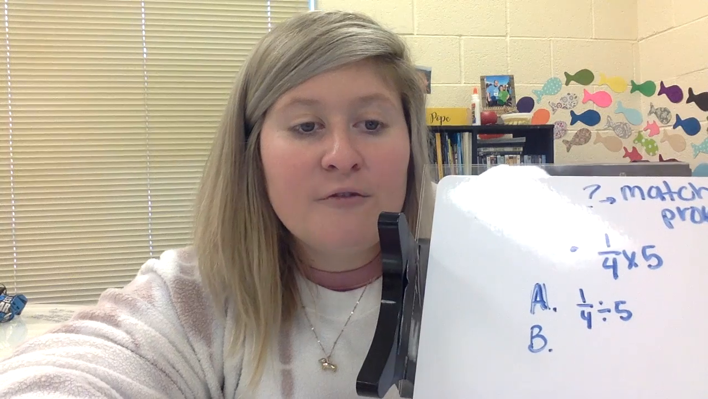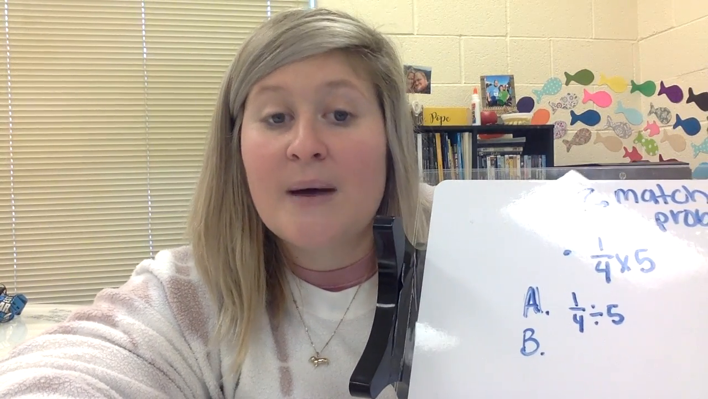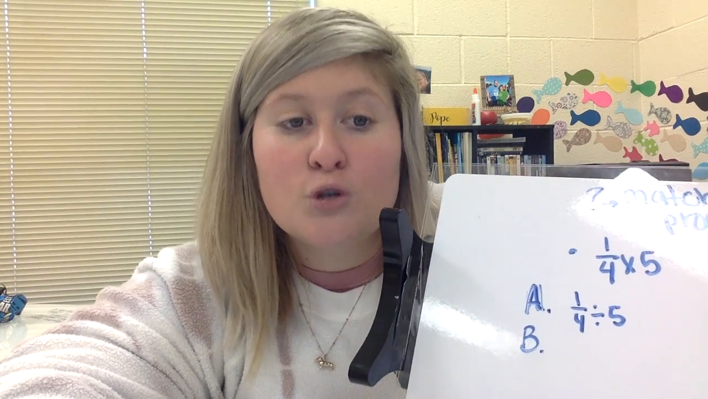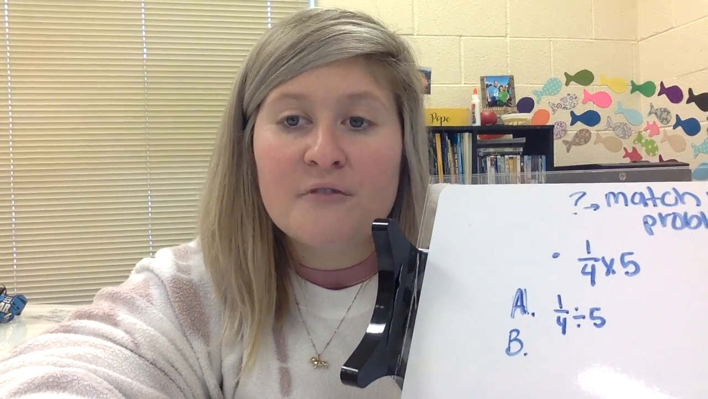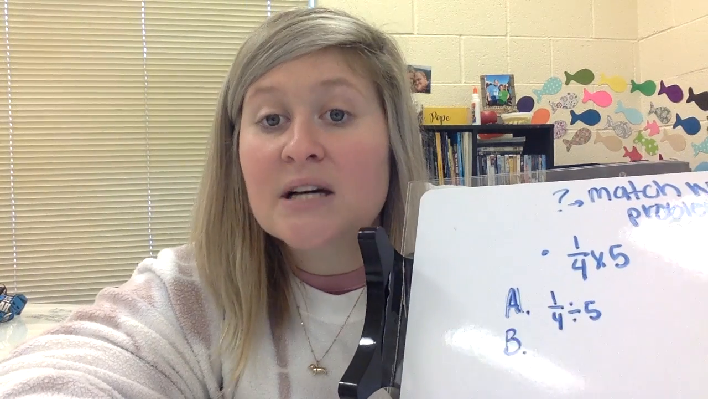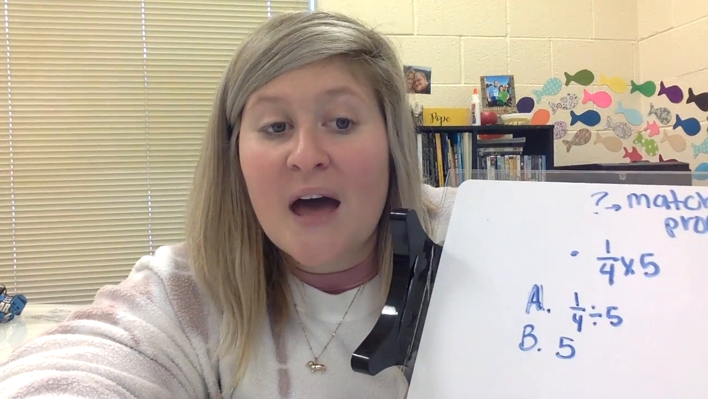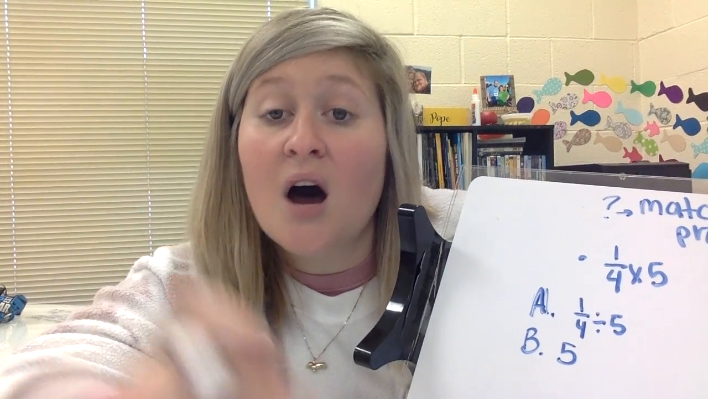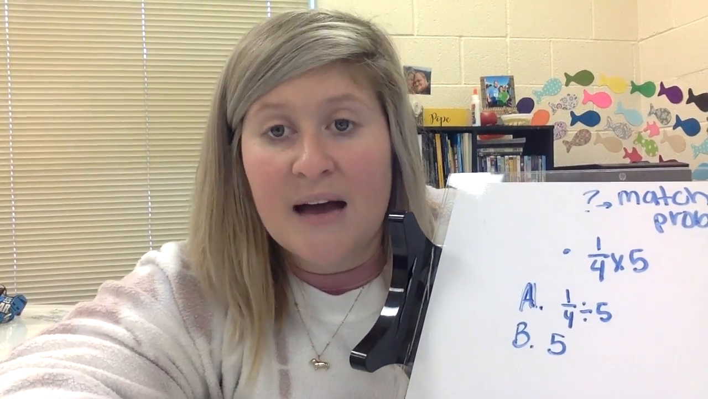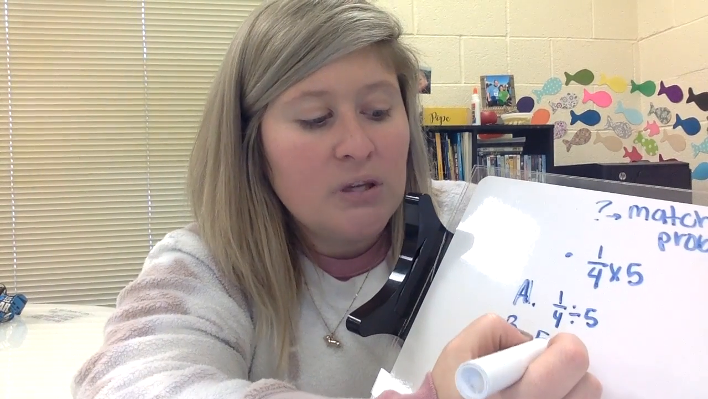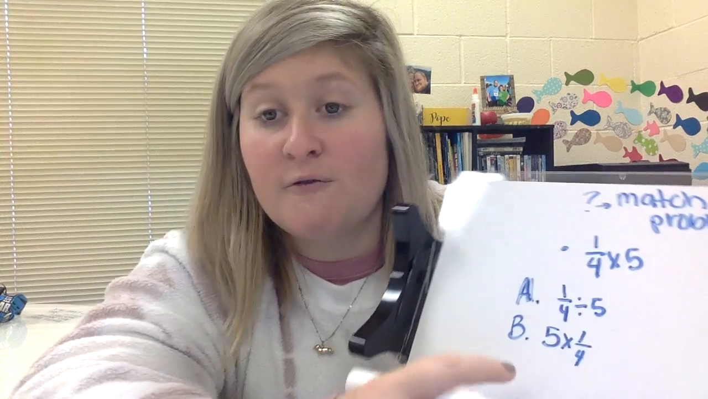Mariah used 1/4 of a 5-pound package of flour to bake a cake. How many pounds of flour did Mariah use? She used 1/4 of a 5-pound bag. So think about, what does she have? She has 5 pounds to start with, okay? And of that, she used 1/4 of it. When you see the word of behind a fraction, what should it make you think of? Multiplying. So I would need to do 5 times 1/4.